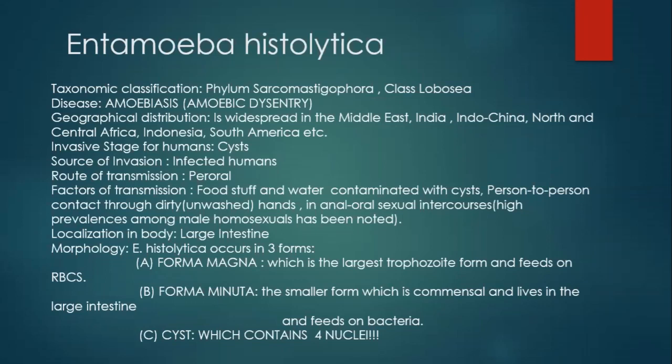Now, the morphology, as I said before, they can occur in three forms. Number one, forma magna. Number two, forma minuta. Three, cyst form. From the name, forma magna means the large form, the big form. So it's the largest trophozoite form of this organism and it feeds on red blood cells. One major thing about forma magna is that it is erythrophagic. It feeds on red blood cells. It's phagocytic. It engulfs red blood cells. While forma minuta doesn't. It's a commensal. If you remember, commensal doesn't really harm the host, but it still benefits. So it lives in the large intestine and feeds on bacteria. The cyst form, as we have understood, contains four nuclei.